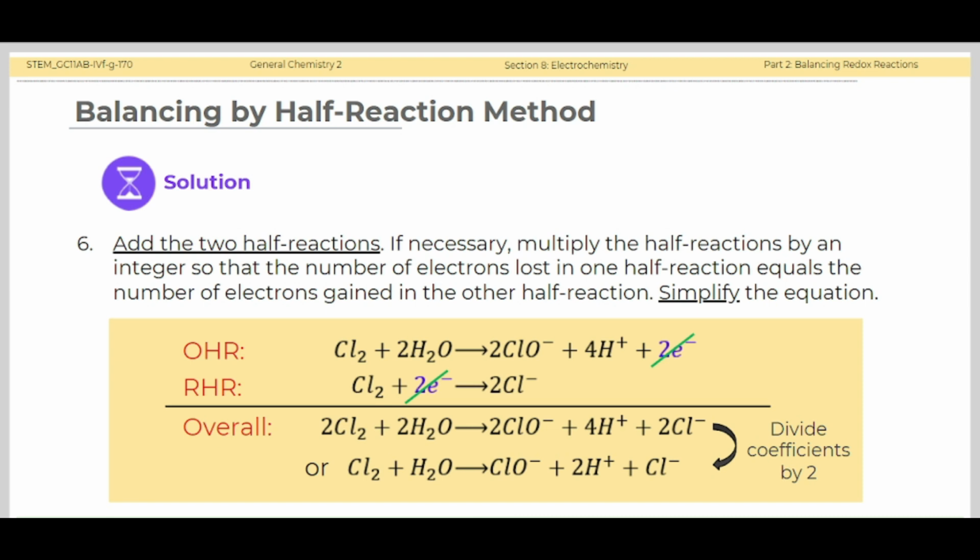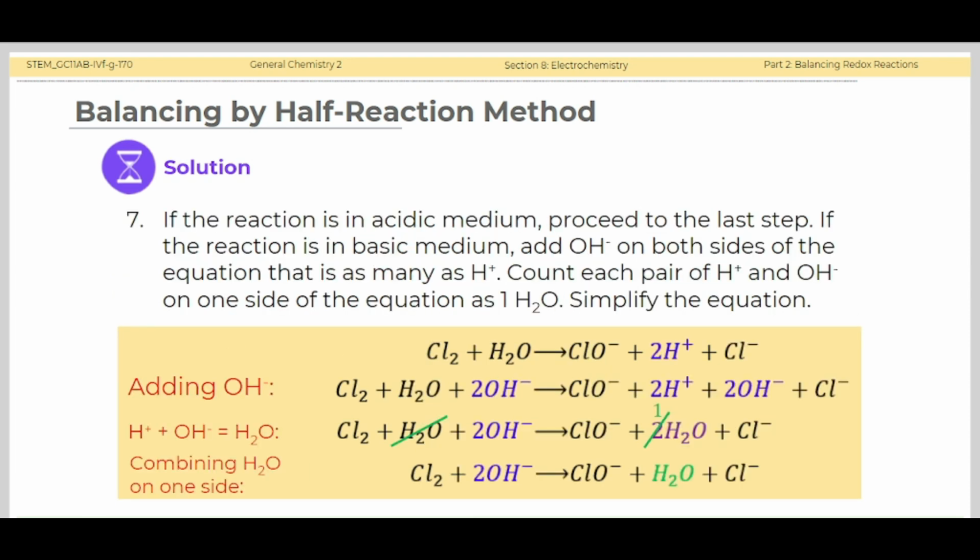Add the two half reactions. If necessary, multiply the half reactions by integers so the number of electrons lost in the half reaction equals the number of electrons gained in the other half reaction. The number of electrons lost as shown on the OHR and the number of electrons gained as shown on the RHR are already equal. Thus, the two half reactions can be added right away. Note that the overall reaction can be simplified by dividing all coefficients by 2.